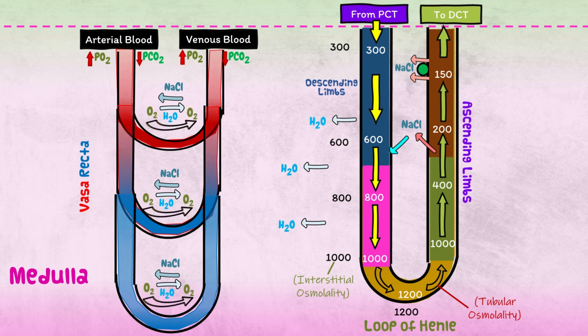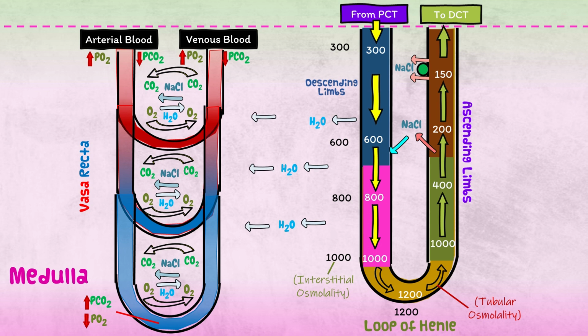It should be noted that oxygen and carbon dioxide are also conserved, so that in the deep medulla, the partial pressure of oxygen is low, and the partial pressure of carbon dioxide is high. The vasa recta also removes water reabsorbed from the loop of Henle and medullary collecting ducts. This is the flow of blood.